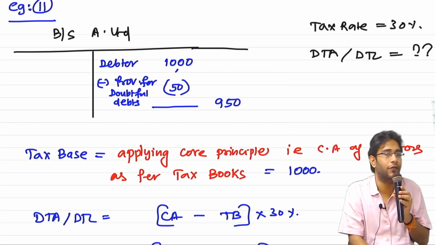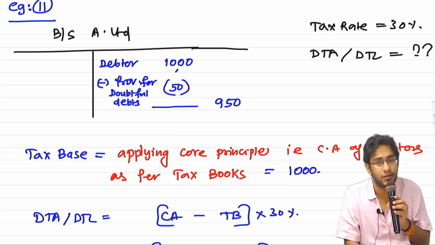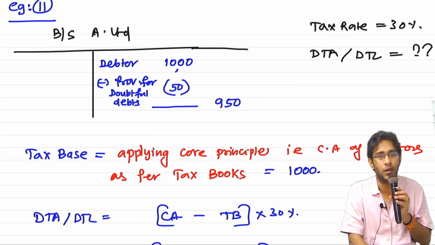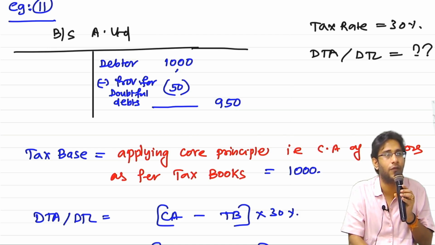Amount received from debtors is not taxable. Since the amount received from debtors is not taxable, the tax base should be equal to the carrying amount. What is the carrying amount? 950. 950 minus 950 is 0, so no DTA, no DTL. Correct answer? Wrong answer. The formula failed here, sir.